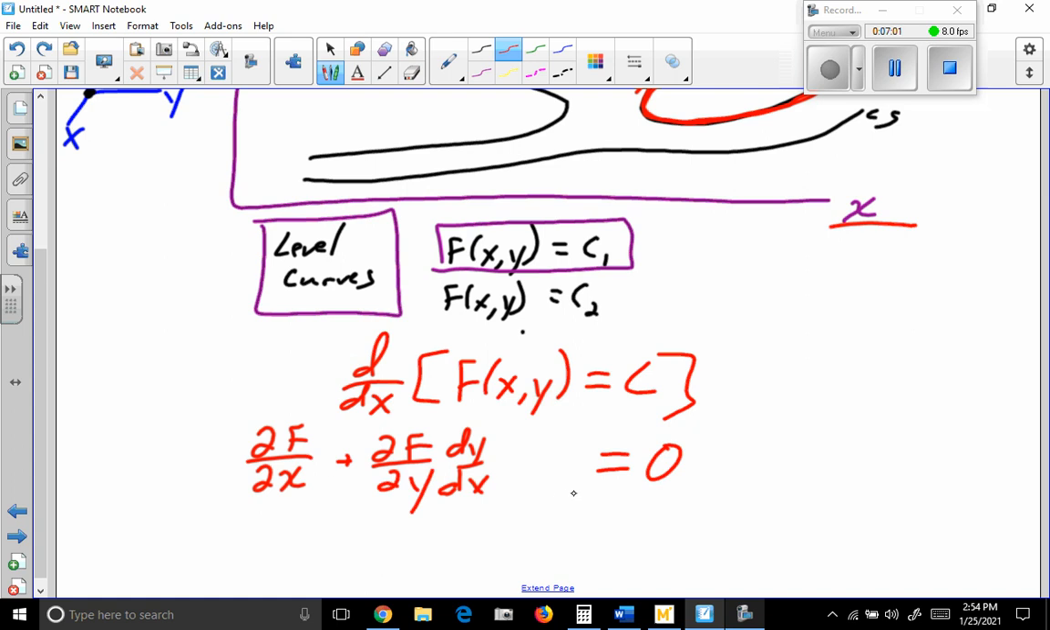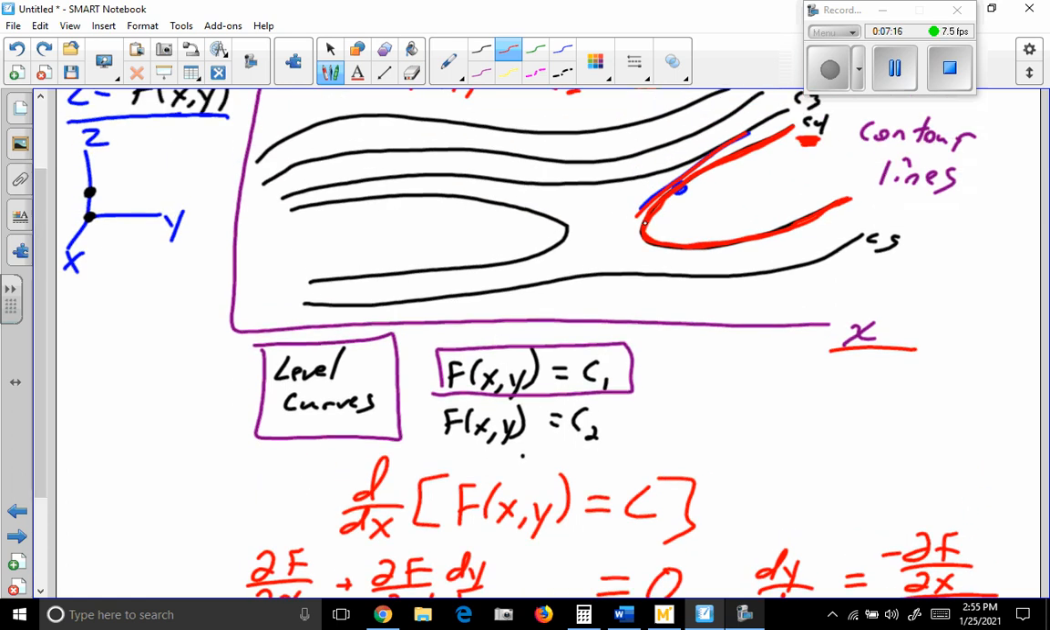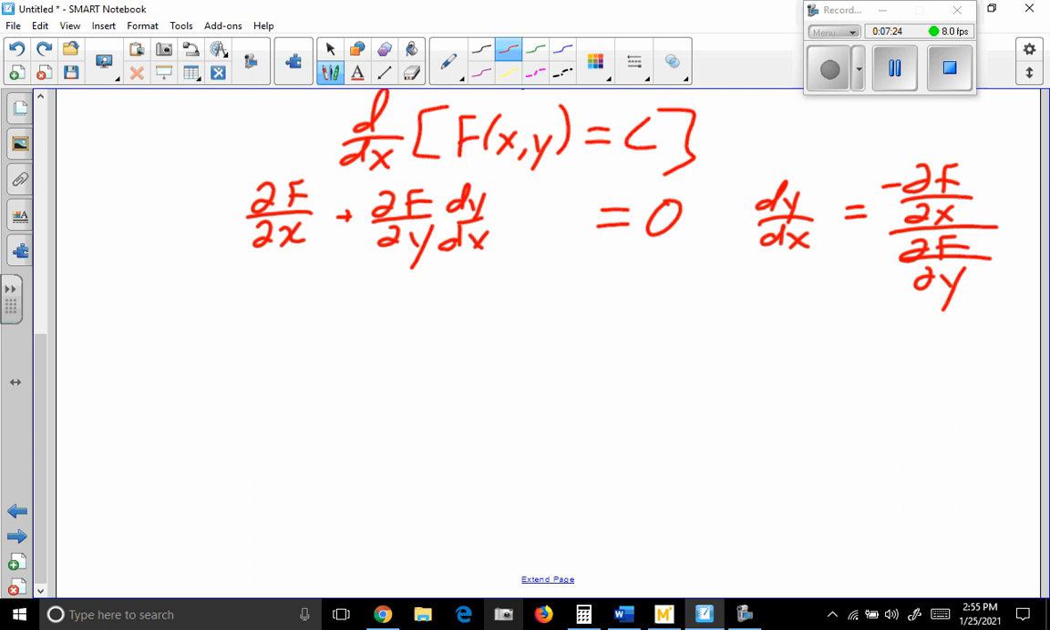Now we could solve that for dy over dx, and I'll just write that real quickly. If we solve that, we would get the opposite of the partial of f with respect to x over the partial of f with respect to y. That will give us the slope of our tangent line on various isoclines, on various level curves. So that's one thing that we could do when we take the derivative, is we could get the slope.